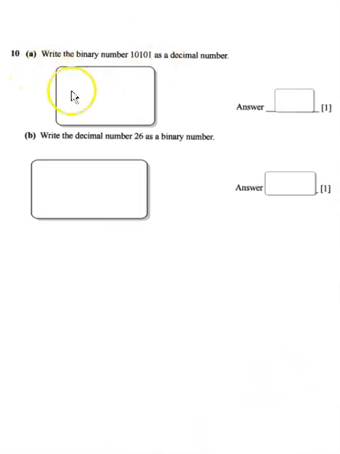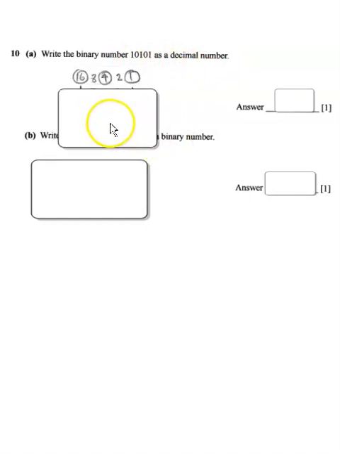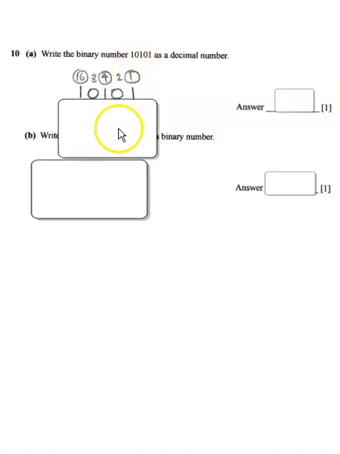So for question 10, it's a binary question. Write the binary number 10101 as a decimal number. So first of all, we can start with 1 on the right hand side. We'll put it above this binary number. So we've got 1, and then we times it by 2, which is 2. 2 times 2 is 4. 4 twos are 8. 8 twos are 16 until we get to the end there.